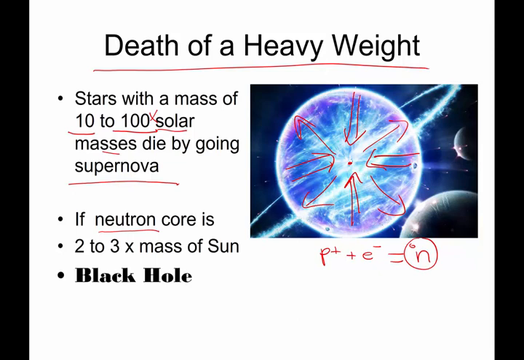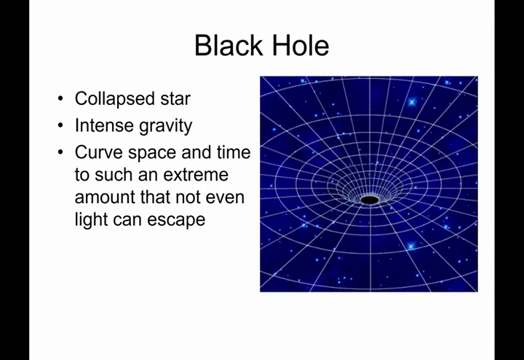If the remaining neutron core is 2 to 3 times the mass of our sun, what will result is a black hole. So you have to have a huge star so that after it goes through this massive explosion, you still have 2 or 3 of our sun's mass left in order to make that black hole. So a black hole is a collapsed star. It has around it incredibly intense gravity, and it causes near it a curvature of space and time to such an extreme extent that light itself cannot escape, making it black. We'll explain more about that in a little bit.